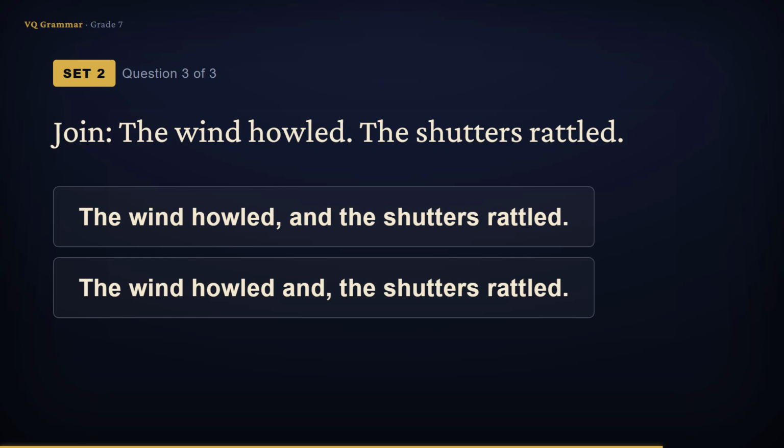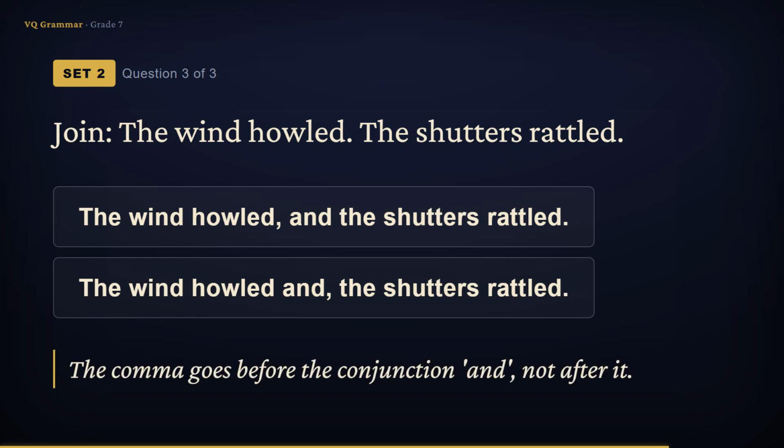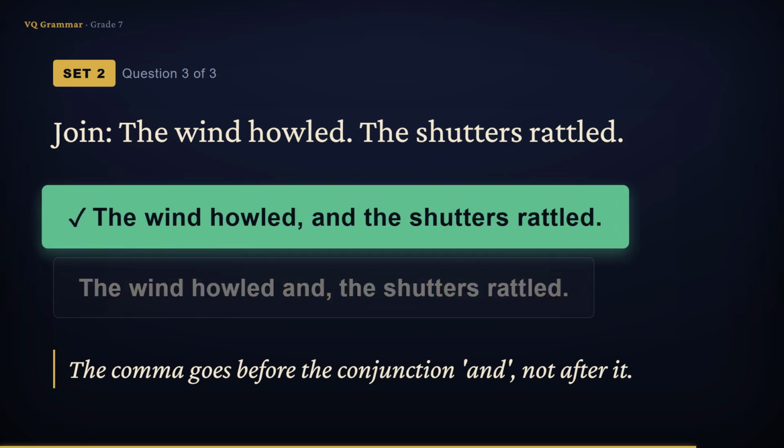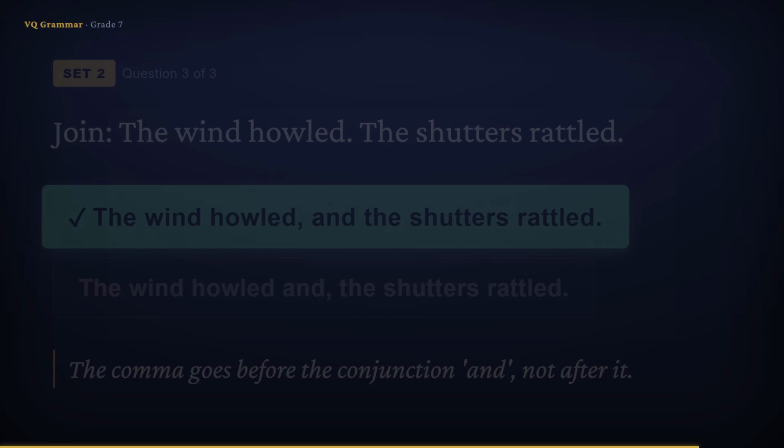Here are two main clauses to join. The wind howled, the shutters rattled. The first choice places a comma, then the joining word and. The wind howled, and the shutters rattled. That's the correct pattern, comma before the conjunction. The second choice puts the comma after and, which is wrong. So the answer is the first choice.